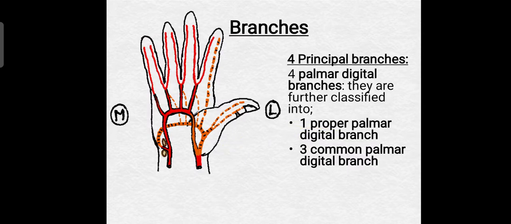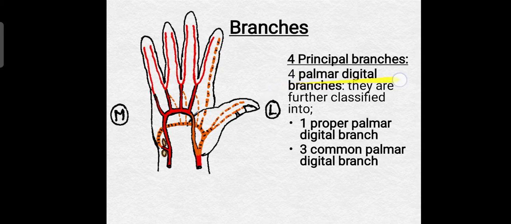Then let's see the branches of superficial palmar arch. It's very easy to remember. There are four principal branches for the superficial palmar arch. So let's count them once again. So here starting from the medial aspect we have 1, 2, 3 and 4 principal branches. Now let's name each of them.